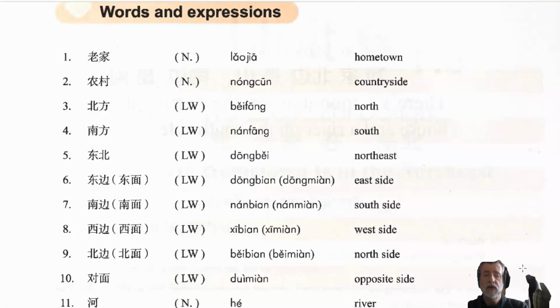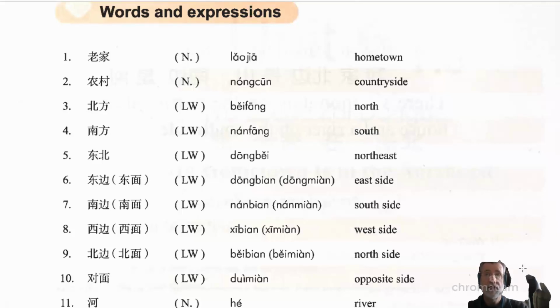Moving on, we go to east side. So 东边 or 东面. Let's just go through the list and then we'll talk about the differences between bian and mian. We've got south side, 南边 or 南面. We've got west side, 西边 or 西面. And we've got north side, 北边 or 北面. After each of those points of the compass, we have either the word bian, and when it's said on its own, it's first tone, bian, or mian.